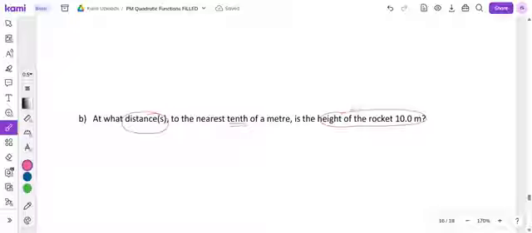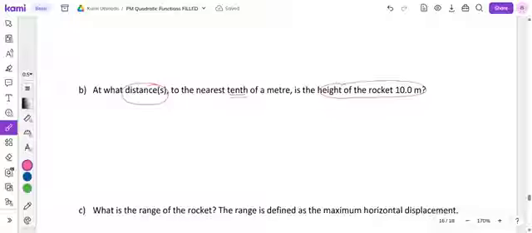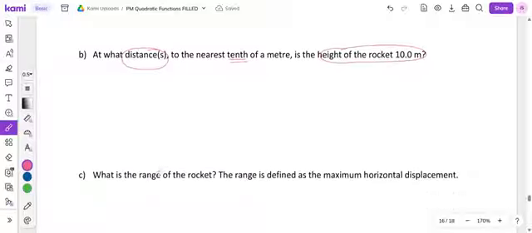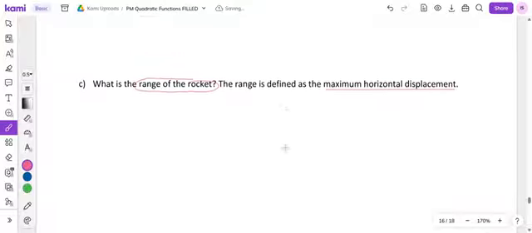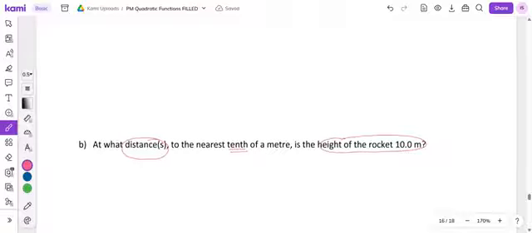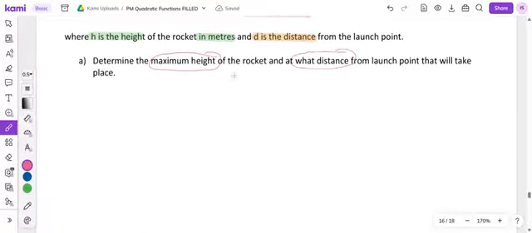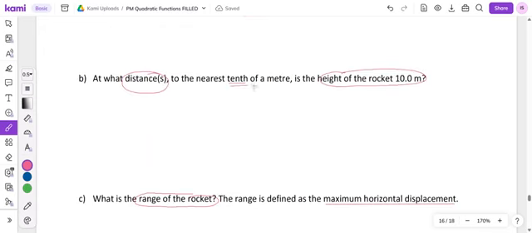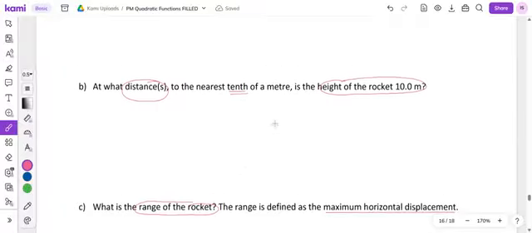Oh, that's tricky. Okay. So I've read all 3 questions. I see I need to find the maximum height and at what distance that happens. I need to find when the rocket is at 10 meters above the ground, and then I need to find out the range of the rocket. So how far can the rocket fly?